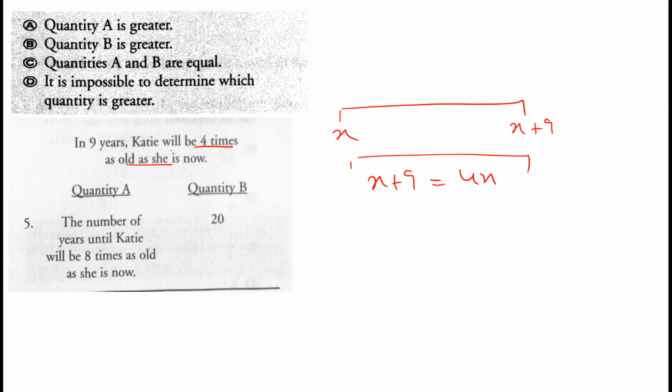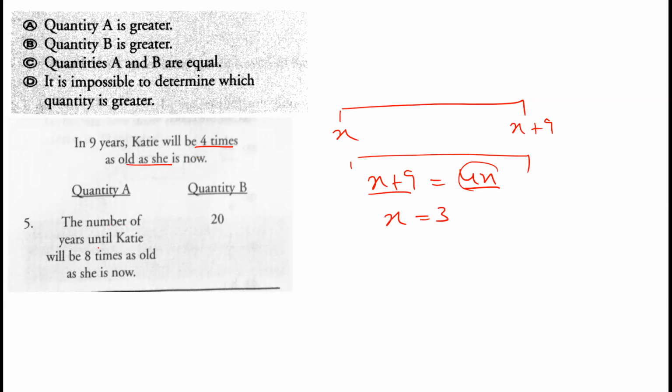Question 5. In 9 years, Katie will be 4 times as old as she is now. So let's suppose today she is X years old. 9 years later, she would be X plus 9. And Katie will be 4 times as old as she is now. So X plus 9 equals 4X. This is the equation we are getting. So X equals 3. So right now, her age is 3 years.